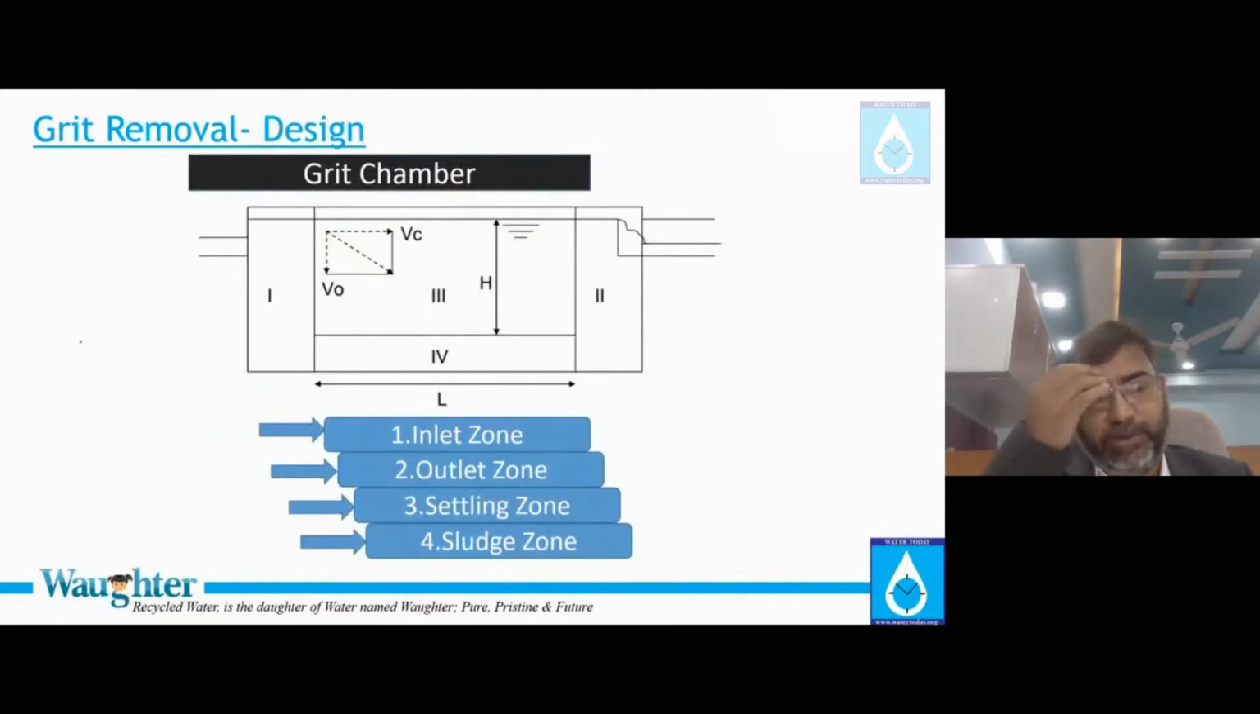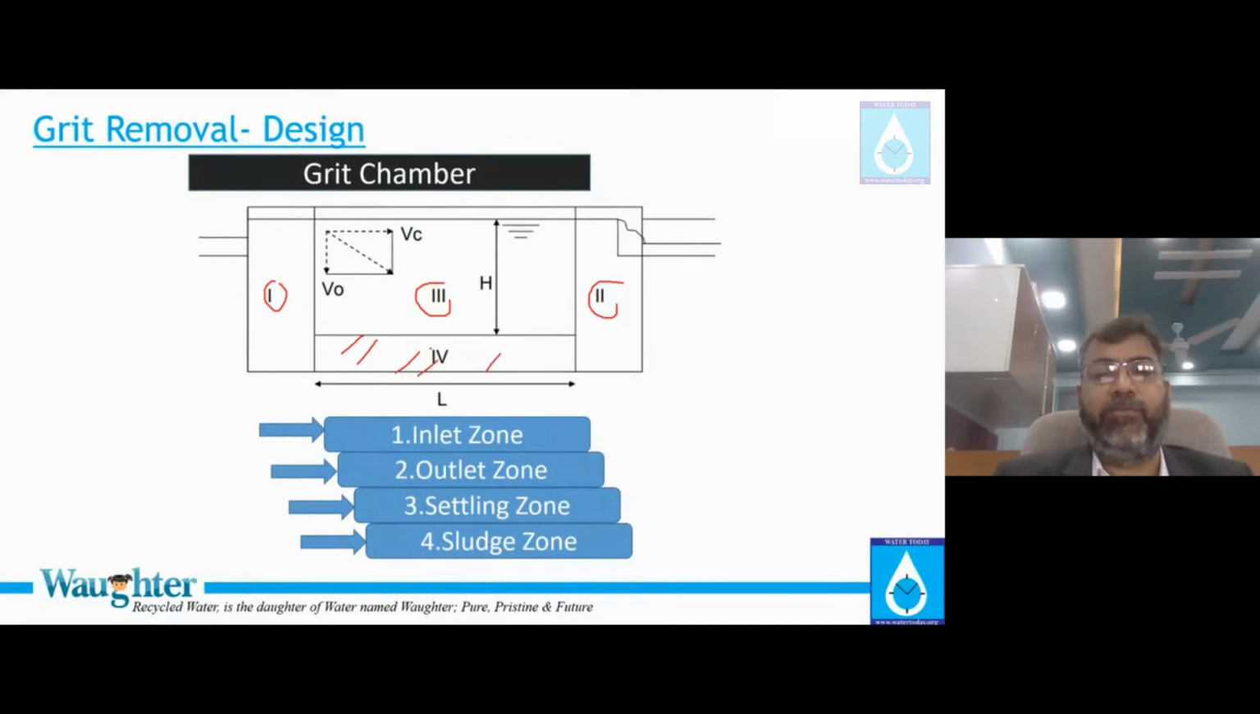How do we typically design a grit chamber? In this particular slide, I'm trying to show you how it is designed. During the design class, we will be covering the design part. You feed the water in the inlet zone, and this is the water in the outlet zone. This area is the settling zone, zone 3, and the fourth is the sludge zone, where the settled solids will be taken out. So this is the way a grit chamber is designed.